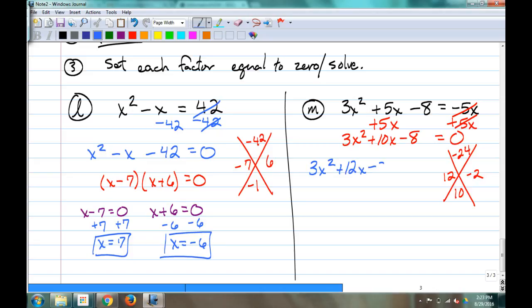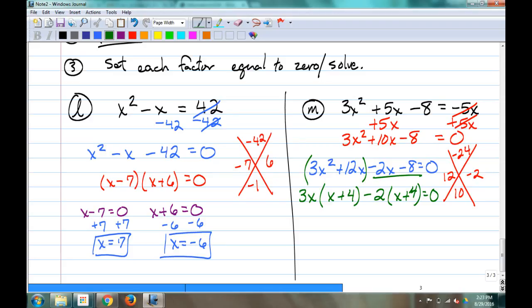Plus 12x minus 2x minus 8, and then group. Those have 3x in common, leaving you x plus 4 minus 2. Yeah, the first two together and then the second two together. That's what I mean by group. That's right. Yeah, just 2 at a time.